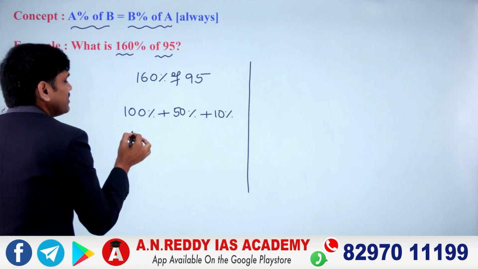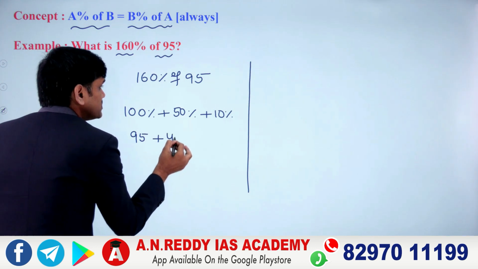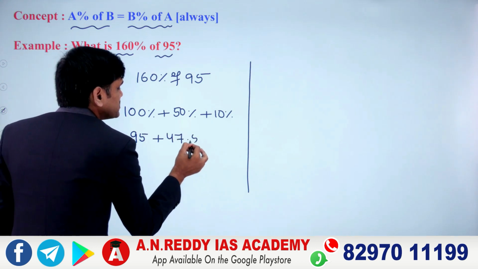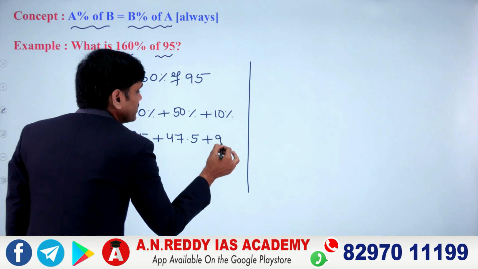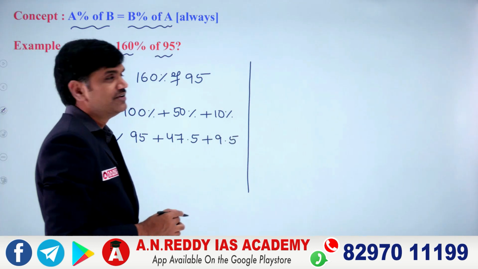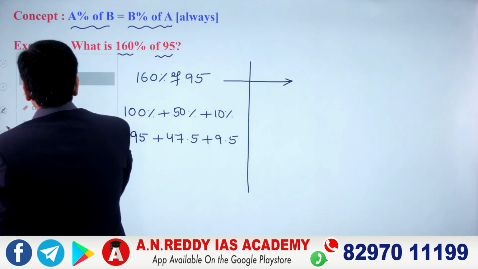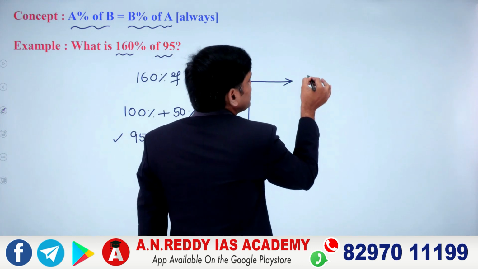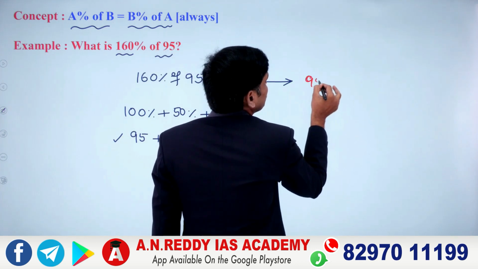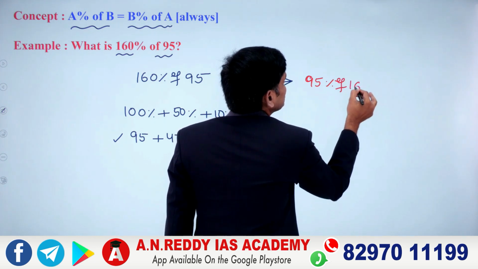So 100% of that number is 95, 50% is half of that, 47.5, 10% is nothing but 1/10 of that, which is 9.5. So this will be slightly difficult. Instead, if you can think of it like this, the same as 95% of 160, 95% of 160, it will be very, very easy.